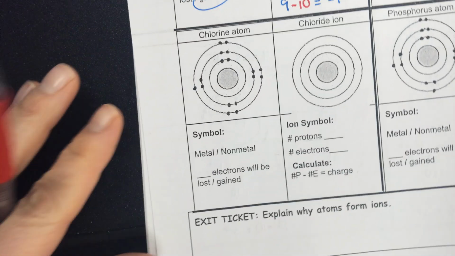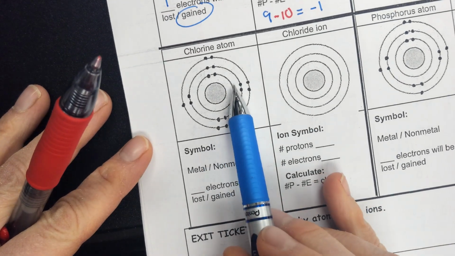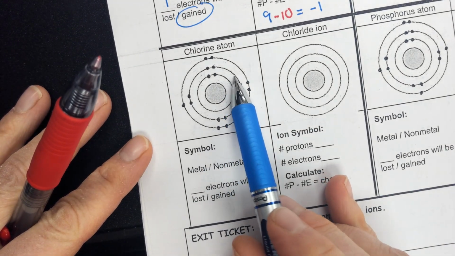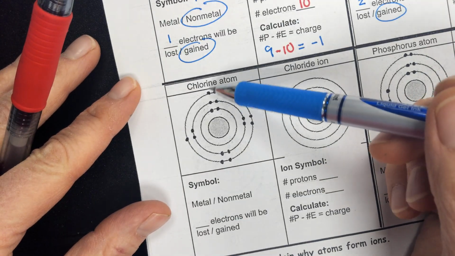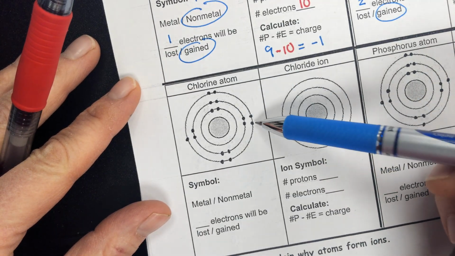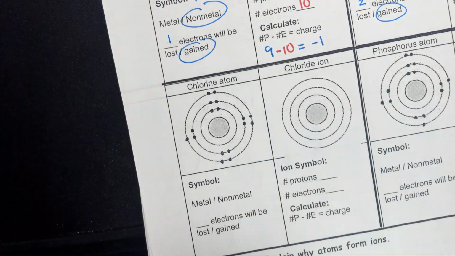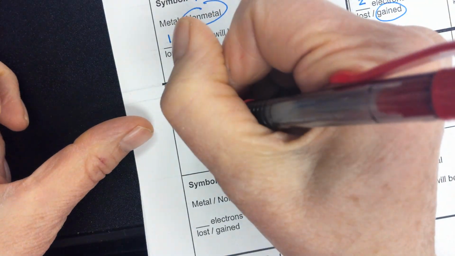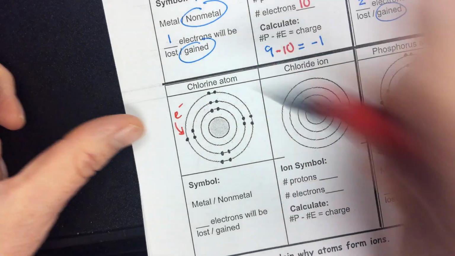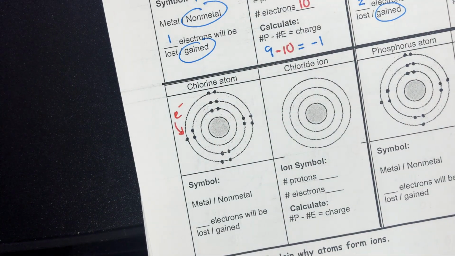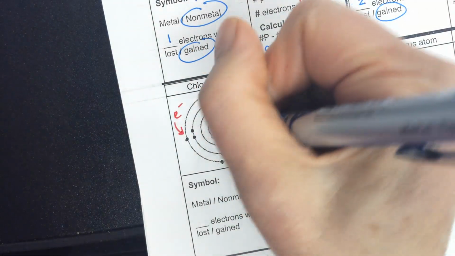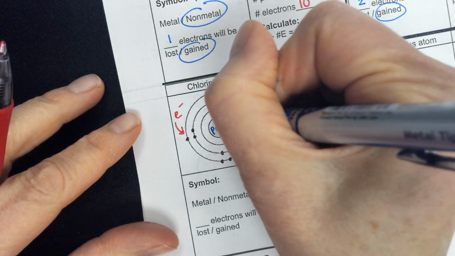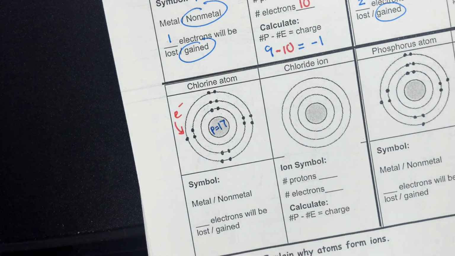All right, now we'll go to some larger atoms. These are in the 3rd period because they have 1, 2, 3 energy levels. And if we count the electrons in the outside of chlorine, we have 1, 2, 3, 4, 5, 6, 7. So just like fluorine, we're going to have to gain an electron to get to 8. Chlorine is number 17 on the periodic table.